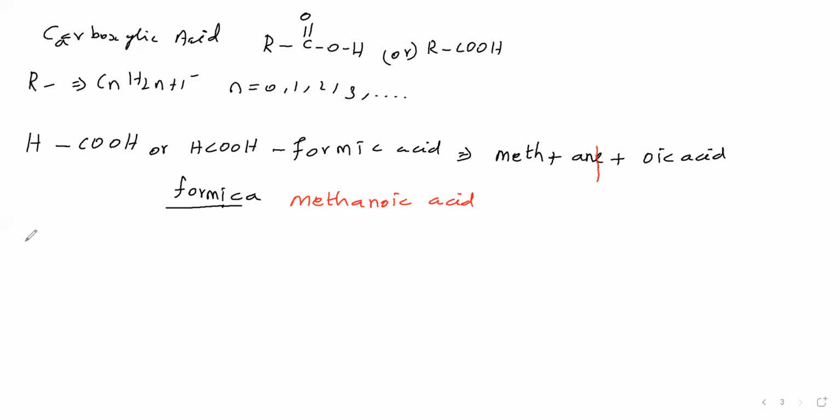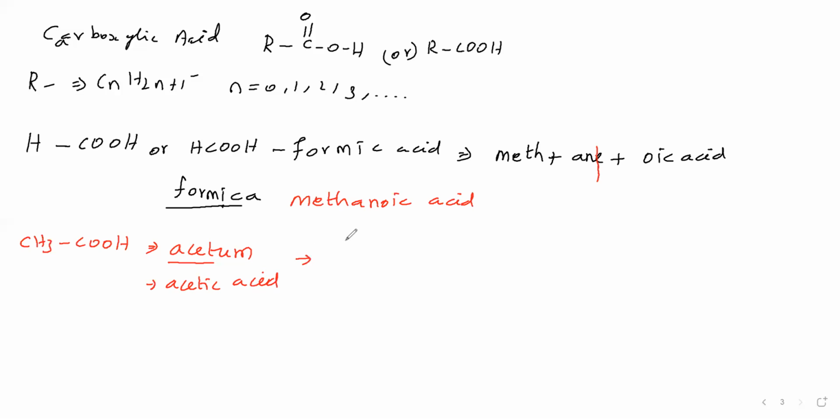Then N is equal to 1, we substitute, and we get CH3COOH. This is from acetum. Therefore, this name is called acetic acid commonly. From the word acetum it is derived: we take acet and include ic acid, giving acetic acid.